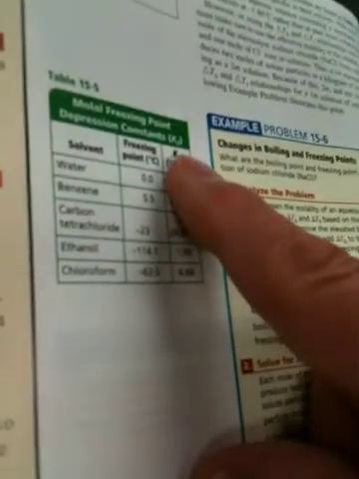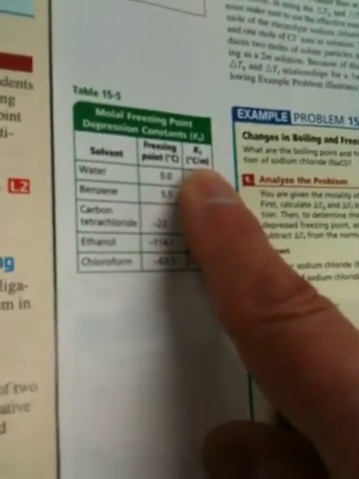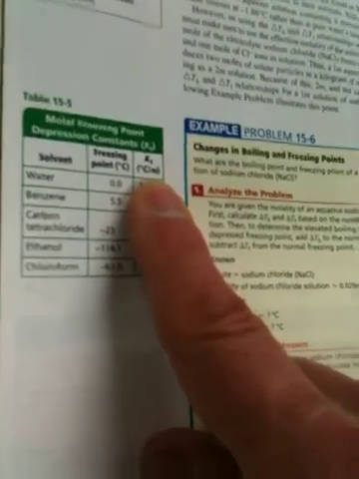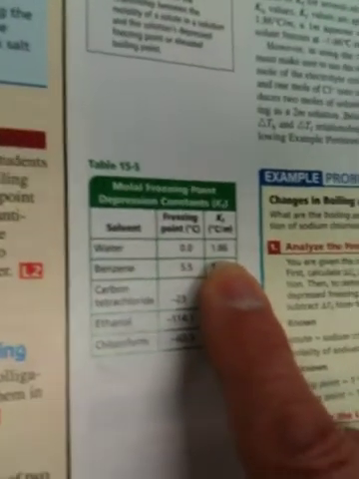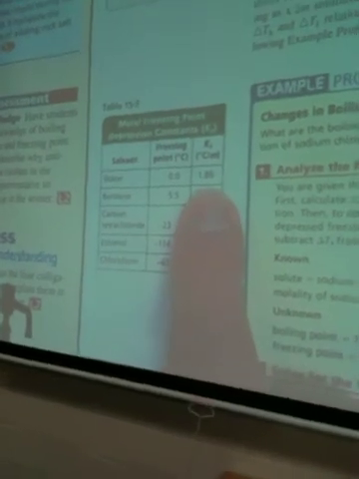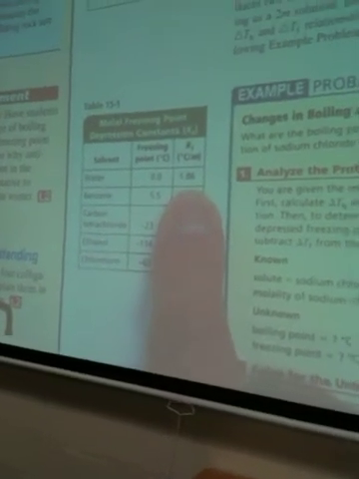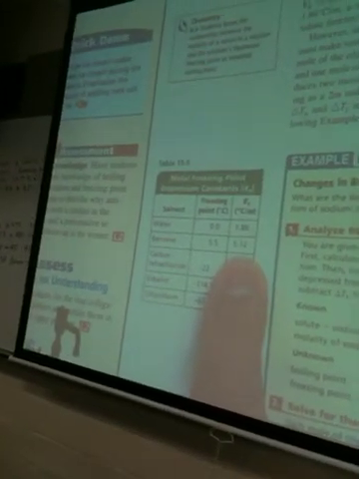Yes. Now, there's some over here called K sub F. This is the constant at which the ratio is set for the freezing point to change. So, the ratio of the change in the freezing point to the molality is going to be 1.86 for water. Okay? For benzene, we get a little bit more bang for our buck. That number changes a lot.